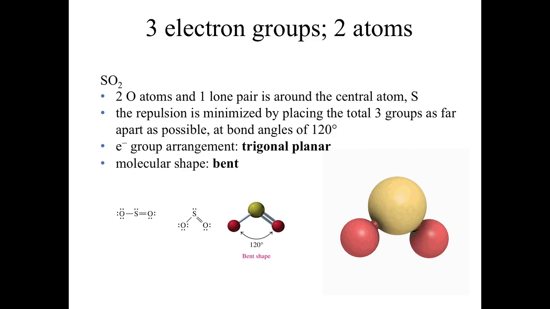And here's what it looks like rotating in 3D. You can see the red balls there are the oxygens, and this yellow is the sulfur. And it is in a bent shape. It's not a straight molecule, it's bent. And in this structure, you do not see the electrons being depicted.